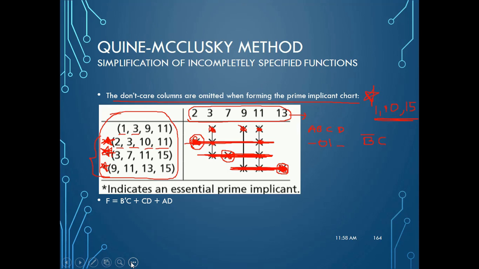And next thing is 3, 7, 11, 15. You have 3, 7, 11, 15, which was dash dash 1 1. Okay, so dash dash 1 1 means C is 1, D is also 1, so that's why I write it as CD. And next you have 9, 11, 13, 15. From the previous slide we get it as 1 dash dash 1. So here it is A and D. These terms I am going to write in the final expression: F is equal to B bar C plus CD plus ED.